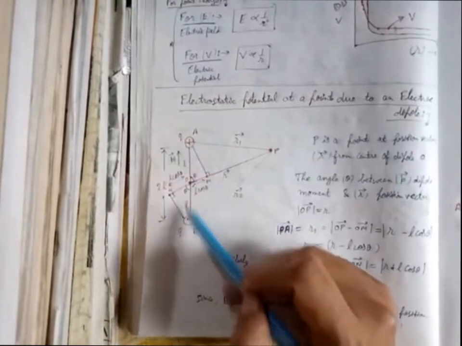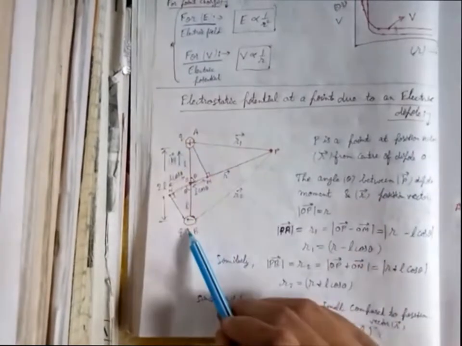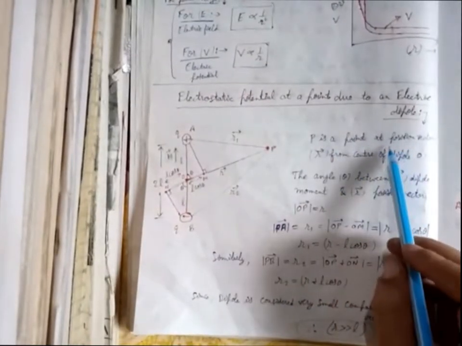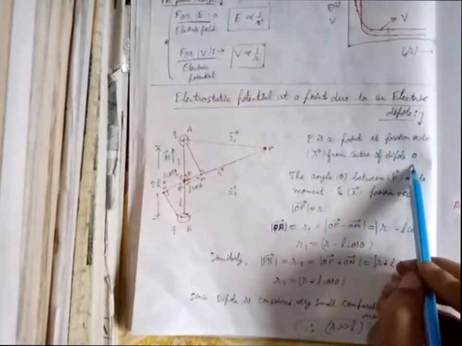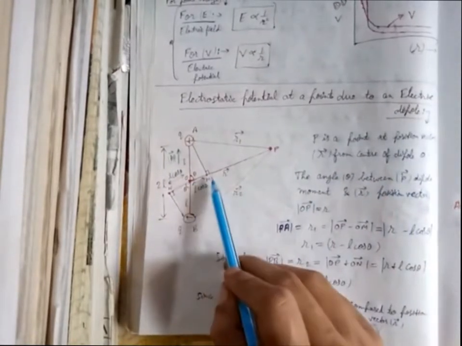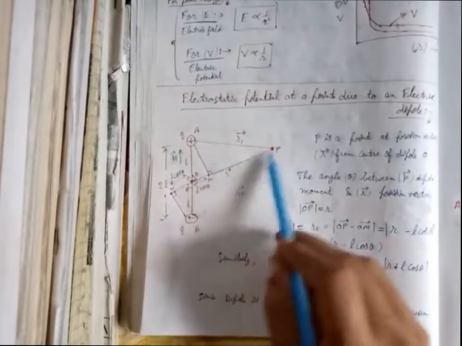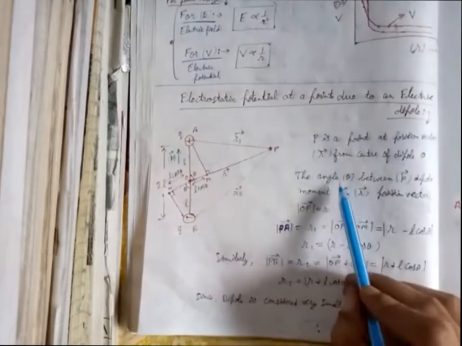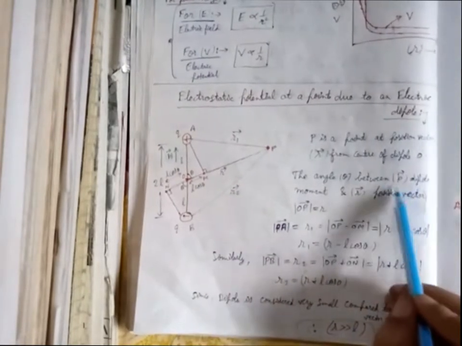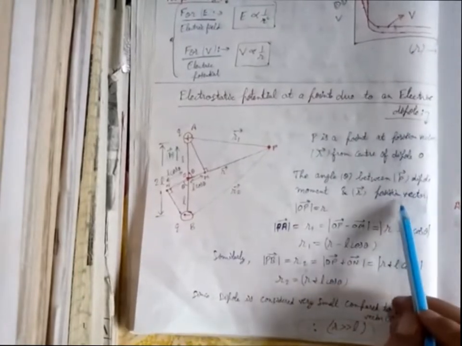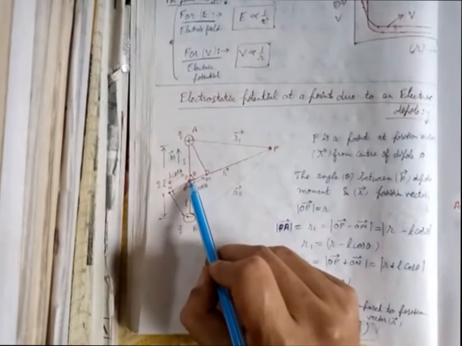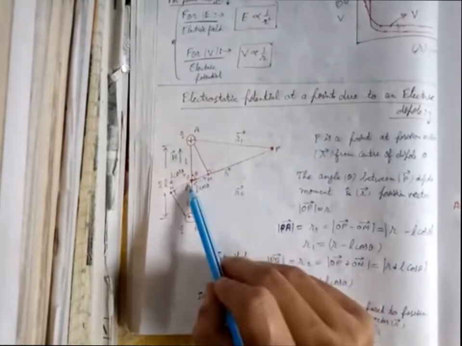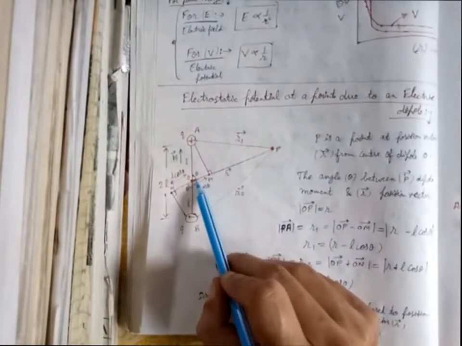An electric dipole contains one positive charge plus q and one negative charge minus q. Here the point P is at position vector r from the center of the dipole, because O is the center of this dipole and OP is the distance, given by the vector r. The angle theta between the dipole moment vector P and the position vector r is theta.